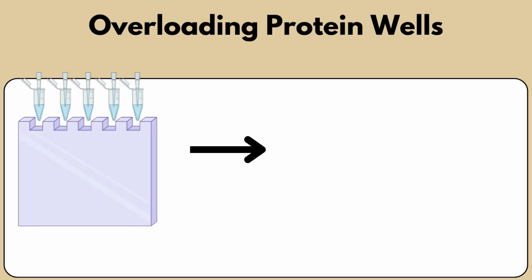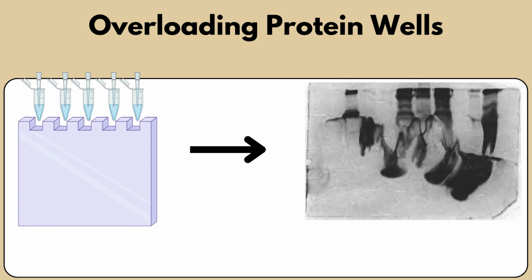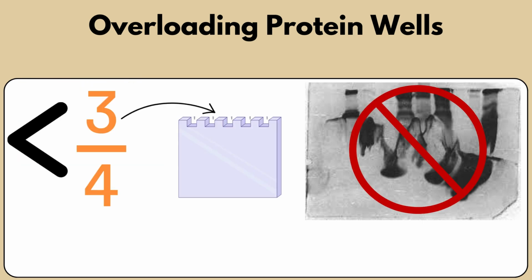Another cause may be overloading protein within the wells of the polyacrylamide gel. Overloading wells can lead to distorted, smeared bands, as well as potentially poor band resolution and sample leakage. To troubleshoot this, a general rule of thumb is to fill no more than 3/4 of the capacity of a well.